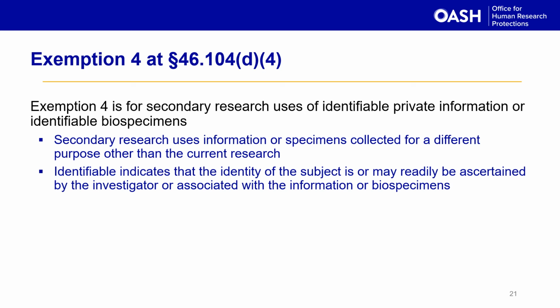Always remember our questions. First, is it research? Second, is it human subjects research? And only if we answer yes to both do we look to the exemption categories. If the researcher is interacting or intervening with living individuals to collect their materials specifically for the proposed research, then this is actually primary research, and Exemption 4 would not apply.